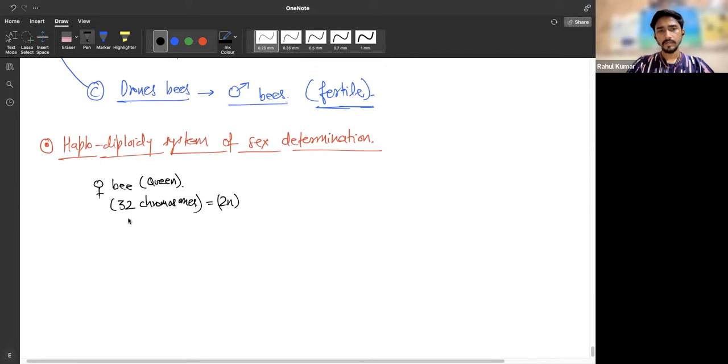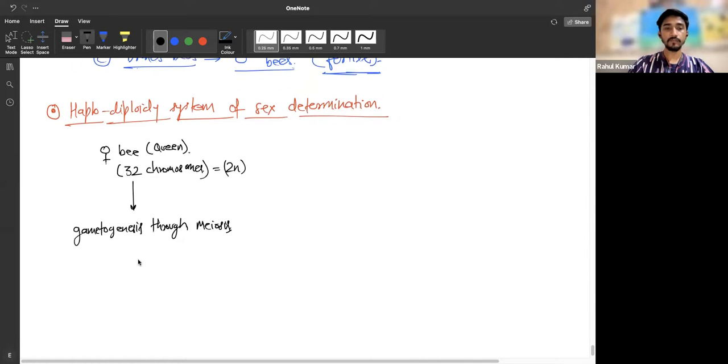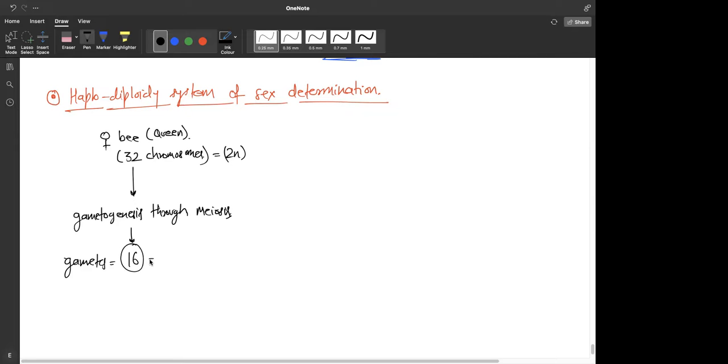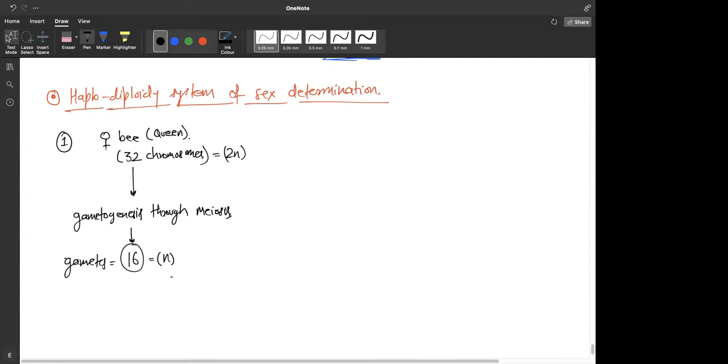Okay. Now, how will a queen form gametes? Gametogenesis through meiosis or mitosis? It is 2n, so it will form gametes through meiosis, right? Because diploid cells can do meiosis, and when it forms gametes through meiosis, the gametes will have how many chromosomes? 16 chromosomes, right? And this is the n haploid number of the honeybee. Is it clear, everyone? Yes, sir.